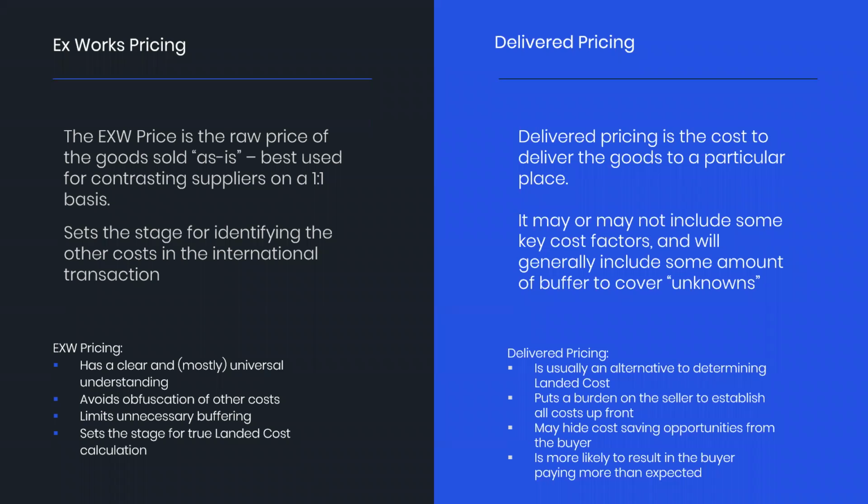Delivered pricing is the contrast to that. This is the cost to deliver the goods to a particular place. It may or may not include some of the key cost factors and will generally include some amount of buffer to cover those unknowns that I was just talking about. So with delivered pricing, you're going to get a bigger number and it's likely to include a lot of costs that may or may not be enumerated in your conversations.